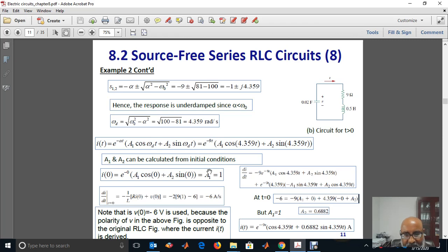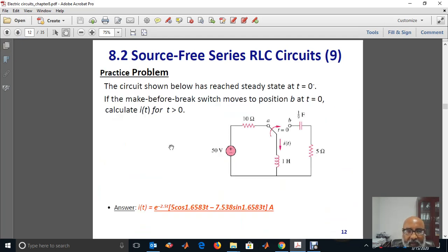Now we have the two initial conditions and two unknowns, A1 and A2. Then di by dt at t equals 0 is given by this. And by replacing A1 with 1, we get A2. Therefore, the final solution is this. This is a practice problem. You should be able to solve this. This is also a series RLC circuit. So find out the initial conditions and find the current i of t for t greater than 0.